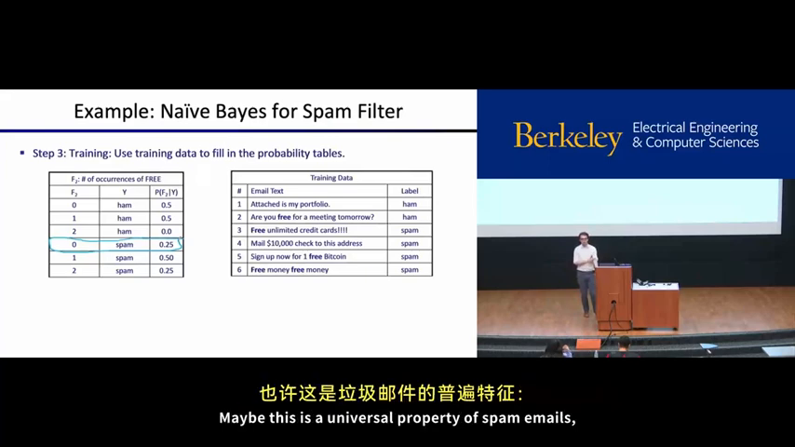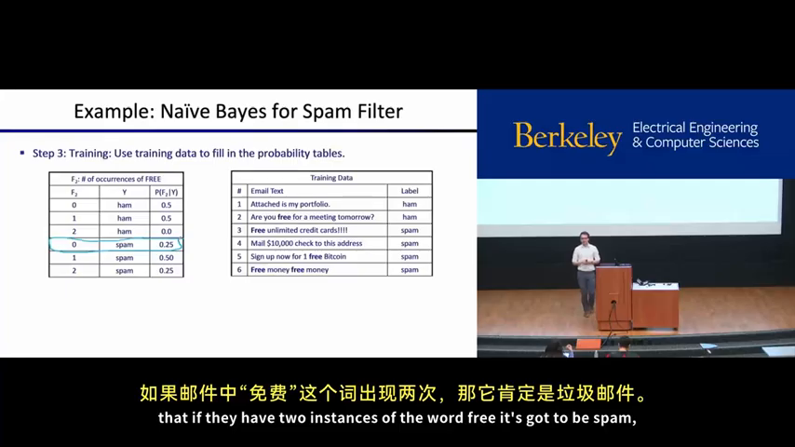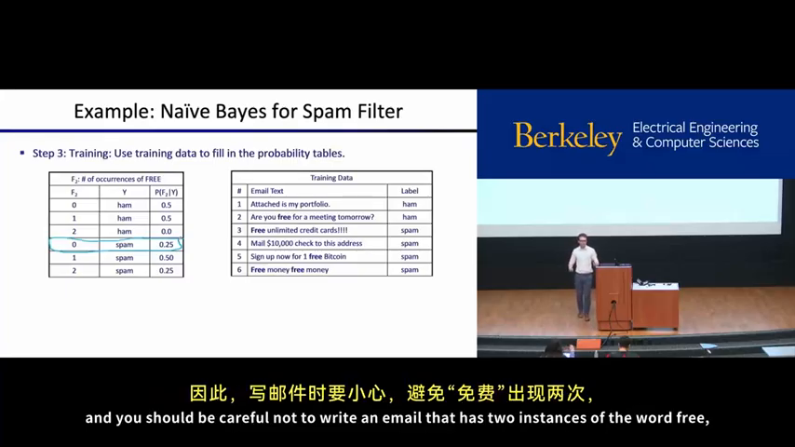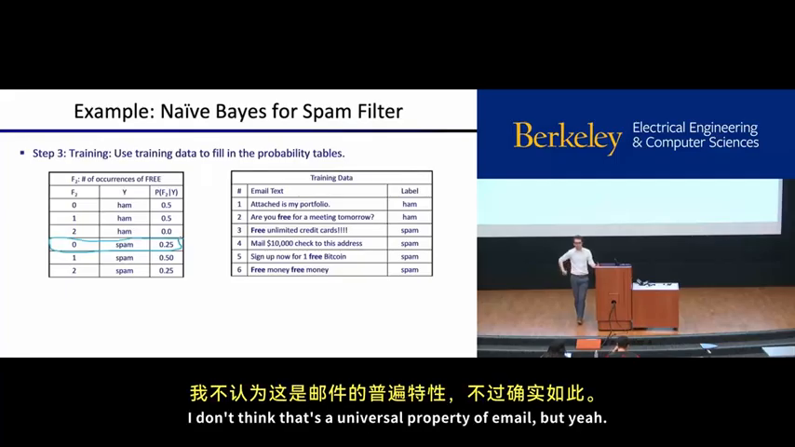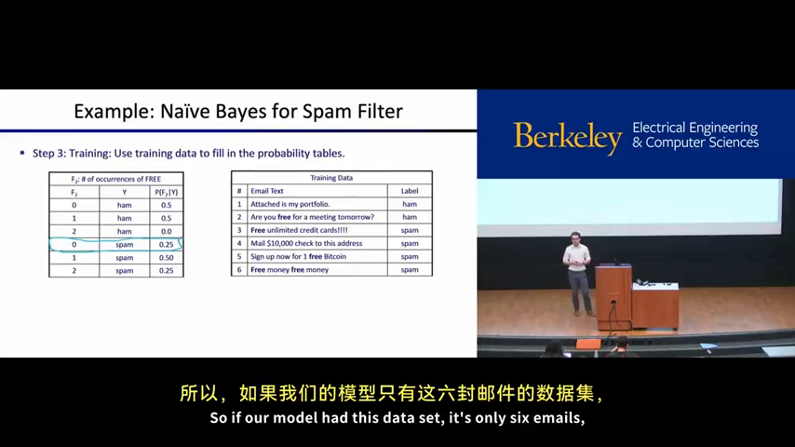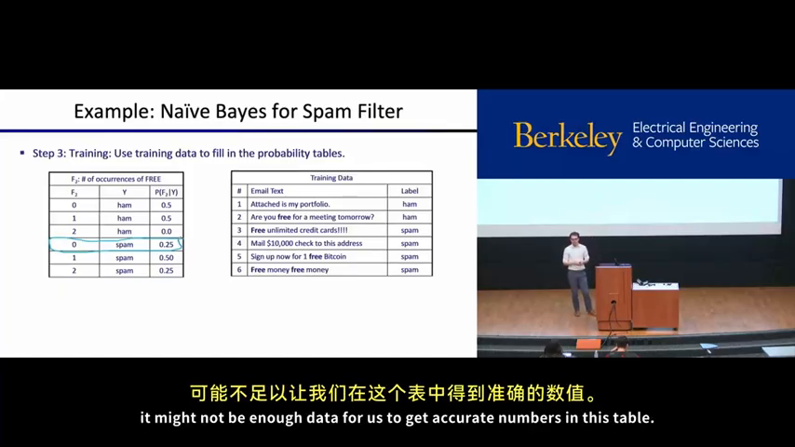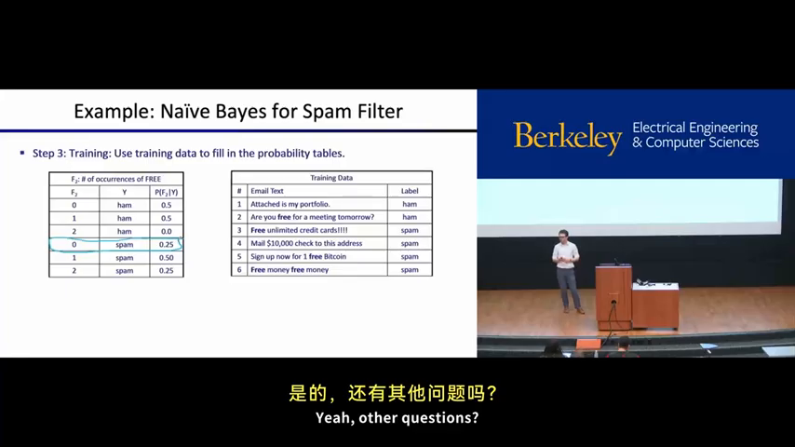Or maybe that's always true. Maybe it's a universal property of spam emails that if they have 2 instances of the word free, it's got to be spam, and you should be careful not to write an email that has 2 instances of the word free because it's always spam. I don't think that's a universal property of email. But if our model had this data set, it's only 6 emails, it might not be enough data for us to get accurate numbers in this table. Yeah, other questions?